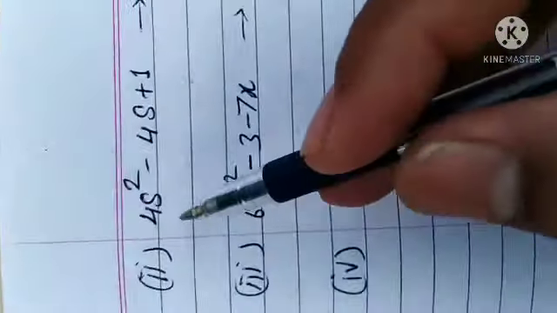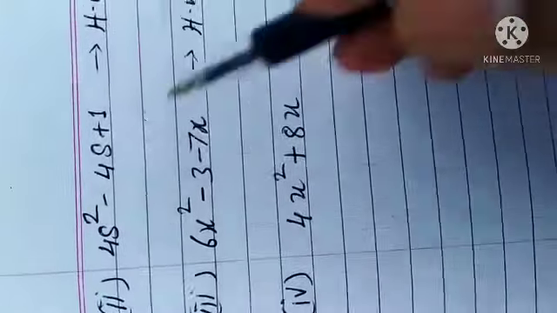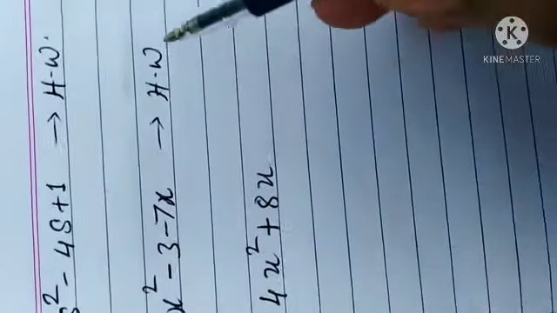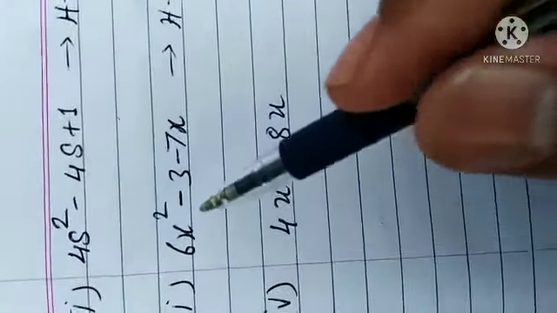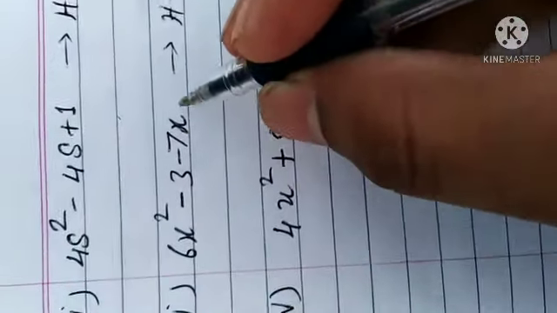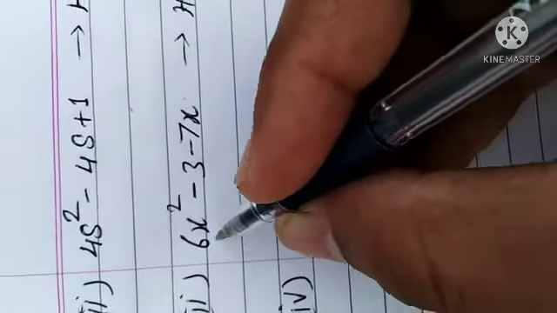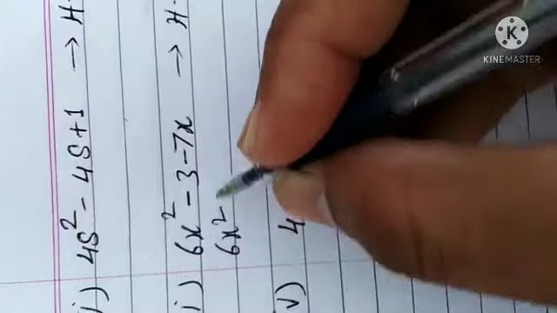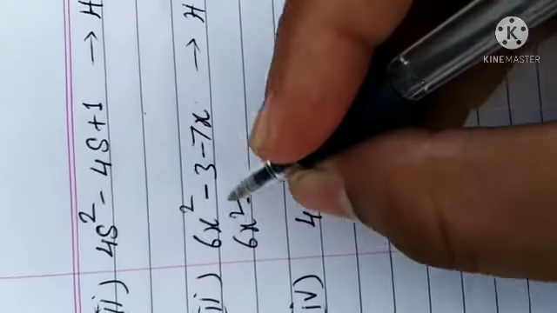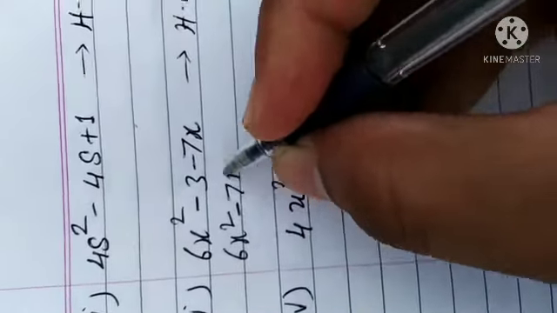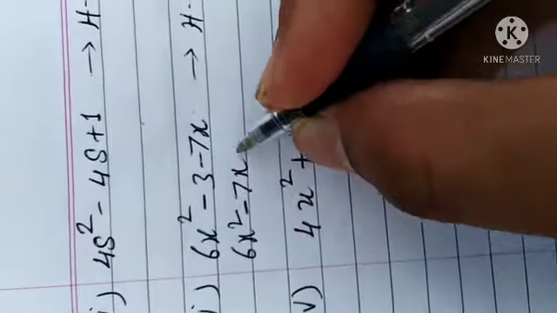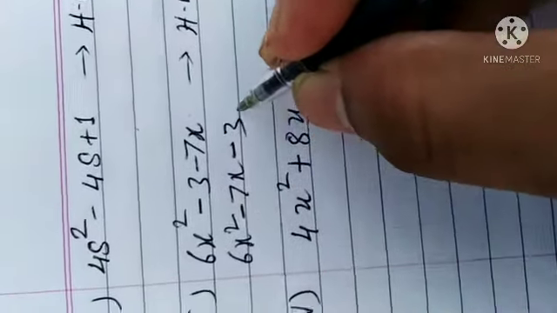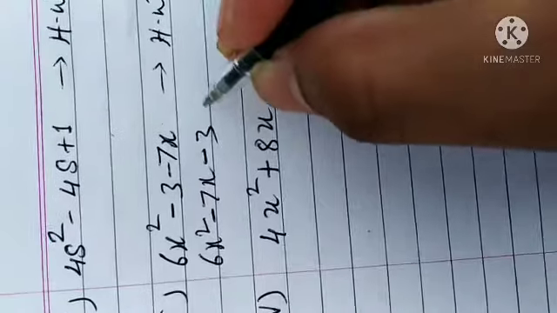Now students, the second part you will do yourself in homework, and the third part also you will do in homework. Actually the third part you should write in proper way. This is not written in correct form. First you write it in correct form. What is the correct form? 6x square, this is the x square term, then minus 7x is the second term, and then the constant term is minus 3. Now you can solve it easily in homework yourself.